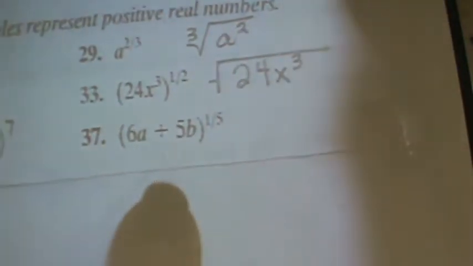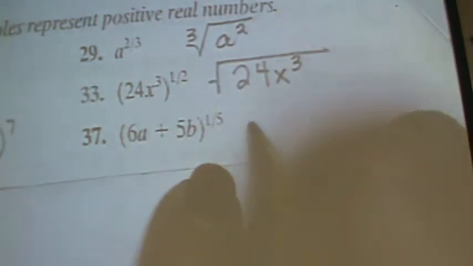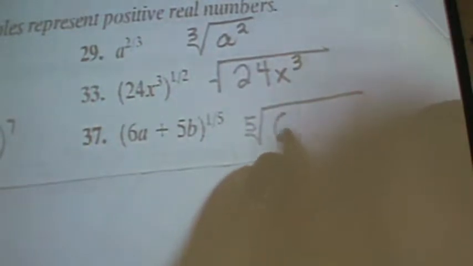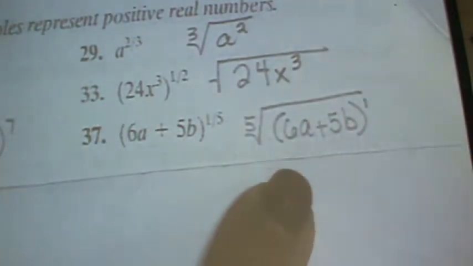And for this one, they're trying to trick you with this plus sign here, but 1/5 means the 5th root. The index is 5. And all this is 6a plus 5b. All of this is to the 1st power.